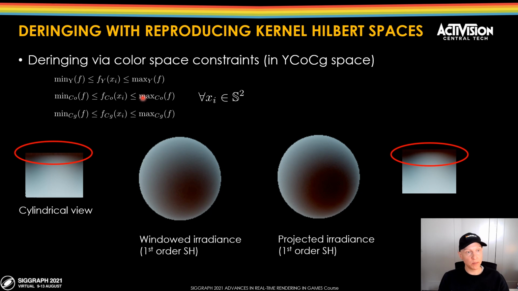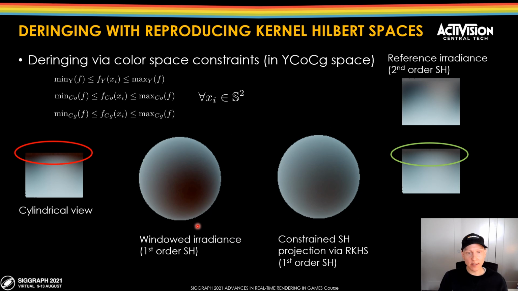Now, this is where they come into play. Our main goal here is to apply deringing by introducing these color space constraints. So what we do is we take our reference irradiance function and compute the min and max color values. It turns out that it's actually useful to do this in YCoCg space, since it decorrelates the chroma channels pretty well. And we want an SH projection that sits in this color space bounding box. This color space bounding box lives in R^n, where n is the number of sampling points we have over here.